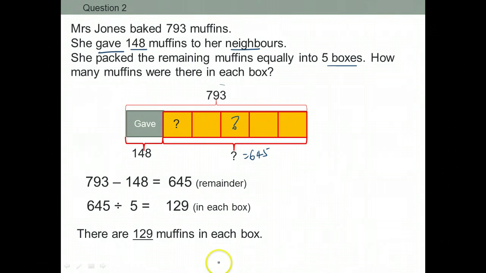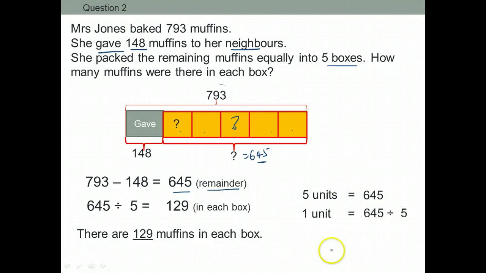Let's look at an alternative solution. After I find my remainder, which is 645, I know there are 5 units. 1, 2, 3, 4, 5. So I put 5 units is my 645 muffins. 1 unit will be 645 divided by 5, which gives me 129.